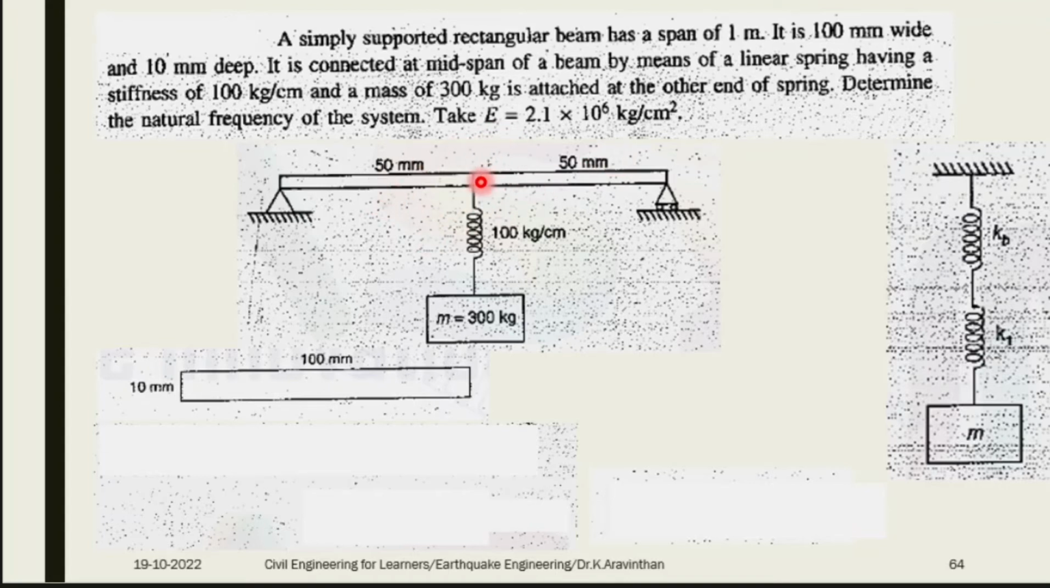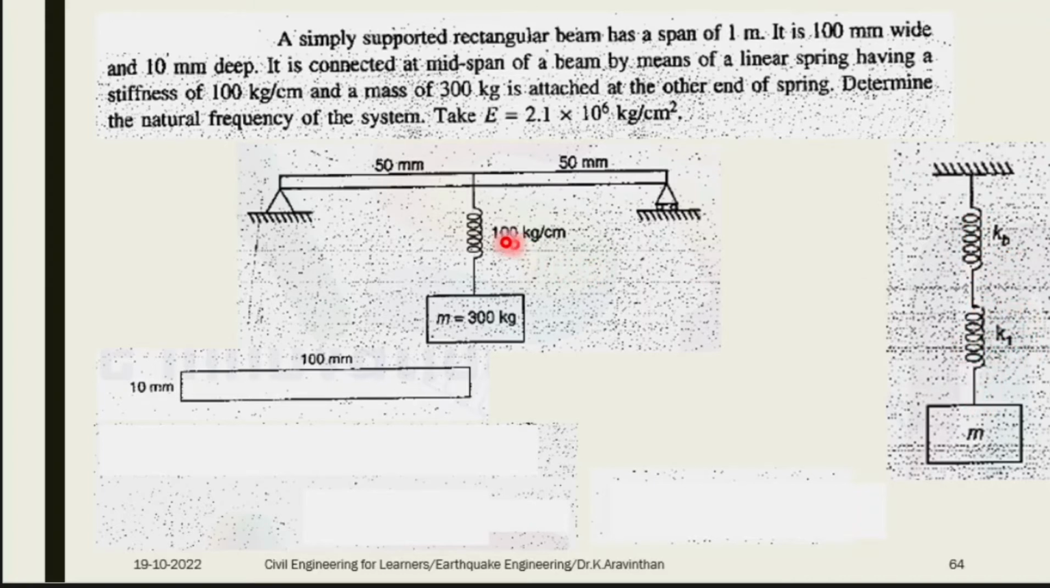In the same way, you have a beam here. If I provide a mass, this beam becomes a stiffness member, and this stiffness is called Kb. Kb is the beam stiffness: K stands for stiffness, B stands for beam. Both are connected in series. So this is connected, and below that you have a connection called K1. Now you have Kb and K1. Now you know how to find Ke: 1 by Ke equals 1 by Kb plus 1 by K1.